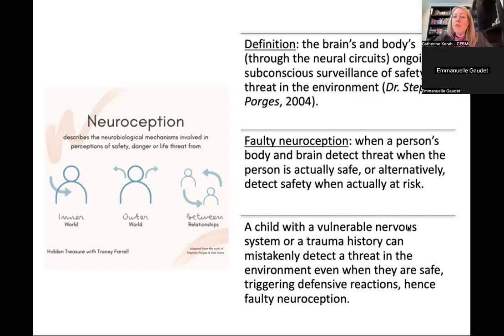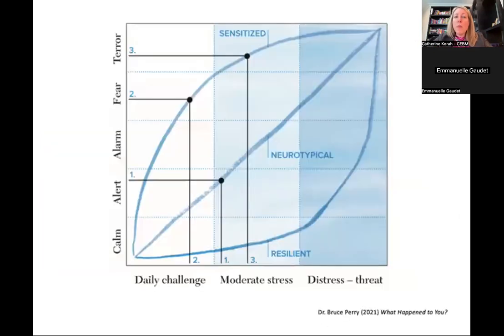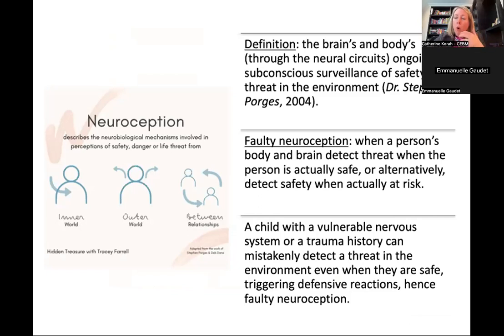And so a child with a vulnerable nervous system or a history of trauma can mistakenly detect a threat in the environment, even when they are safe, triggering a defense reaction, and hence what he calls faulty neuroception. To go back to the imagery about the amygdala that gets kicked off so intensely, it is the neuroception that has kicked off the amygdala in that way, even though there wasn't a true threat or distress. We were really just at a daily challenge, but because of the neuroception, that was thrown over the top.